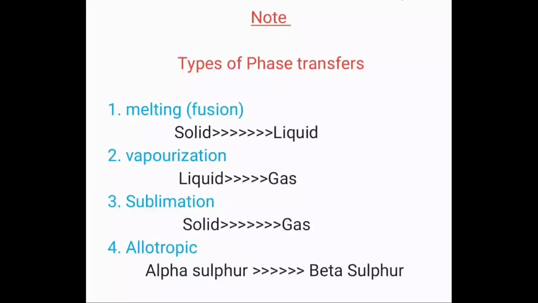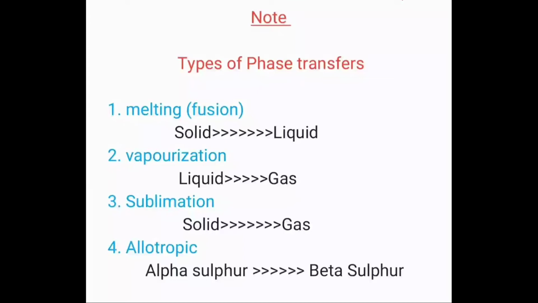Whenever solid ice, having a solid phase, goes above 0 degrees Celsius, the ice will convert into the liquid phase. It means the ice will melt and convert into the liquid phase. It is known as melting or fusion. Solid converting into the liquid phase is known as melting. Ice converting into water is an example of melting or fusion.